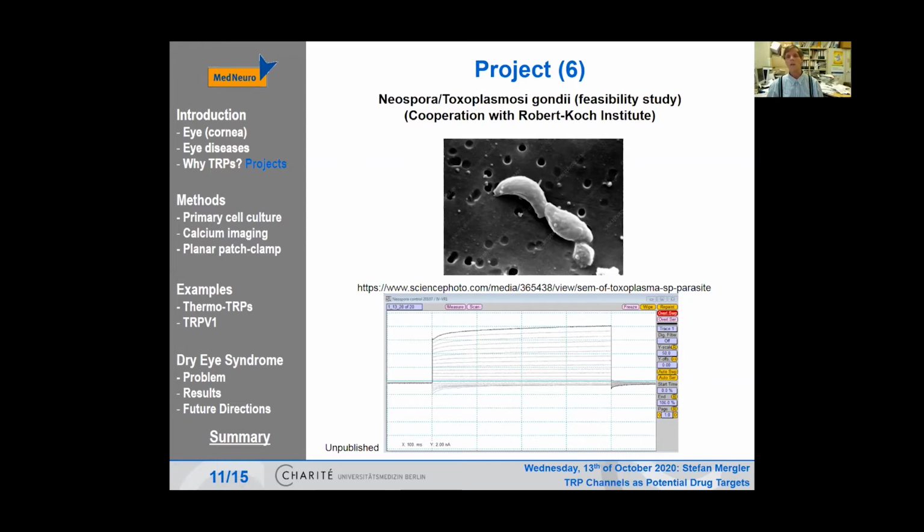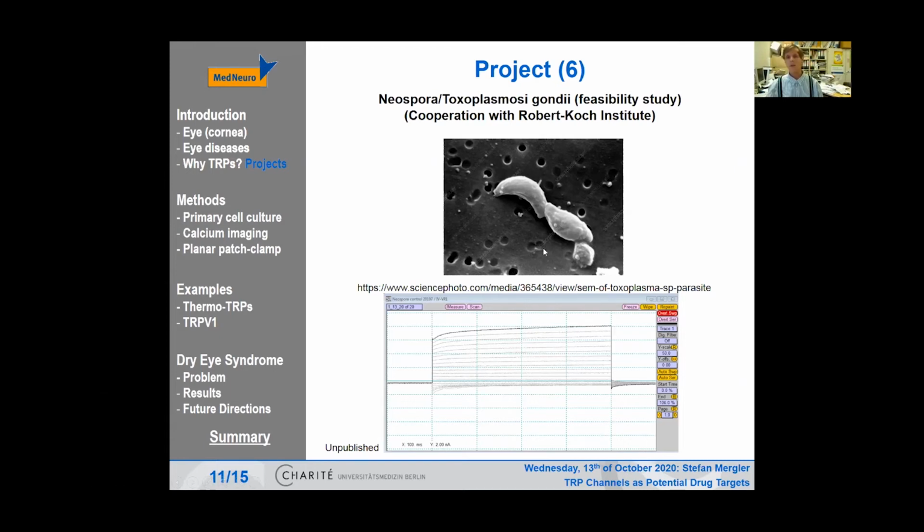And the idea was from my colleagues in the ophthalmology, Professor Plyer, and also the colleague Frank Seber from the Robert Koch Institute. They suggested checking whether it can be measured using the planar patch clamp technique. And for the first time, I only did the screenshot some minutes ago because I was under a little bit of time pressure to show the latest recording.